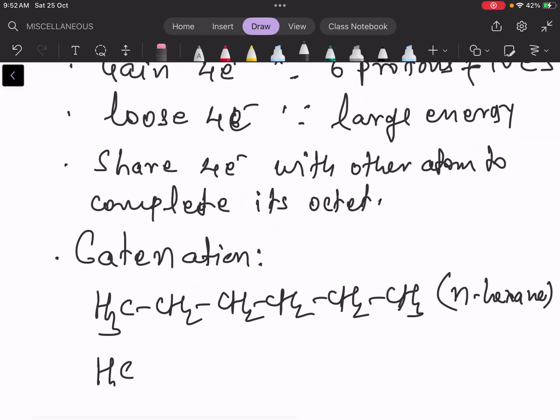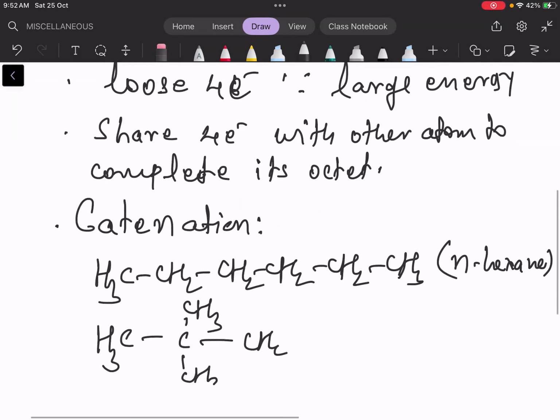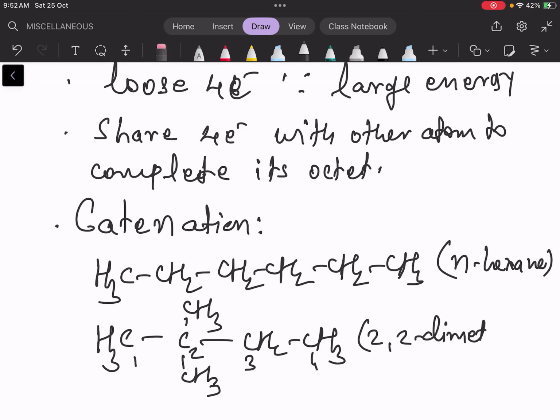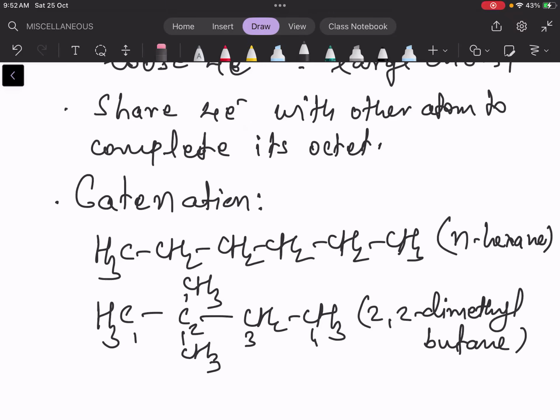Or branch chain, that is CH3, C, CH3, CH3, CH2, CH3. Actually this is nomenclature we'll see very soon. This is first carbon, second carbon, third and fourth. So 2,2 dimethyl butane, right? So this is the branch chain.